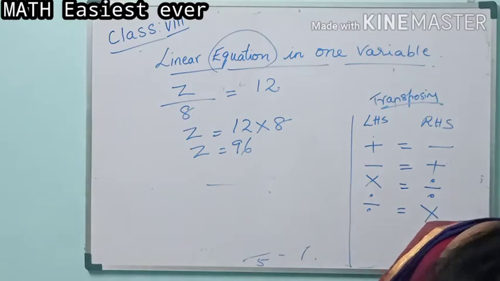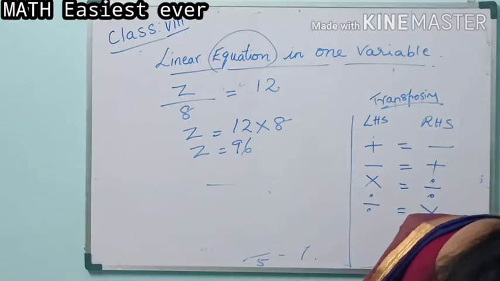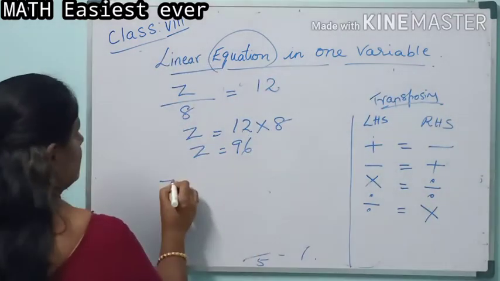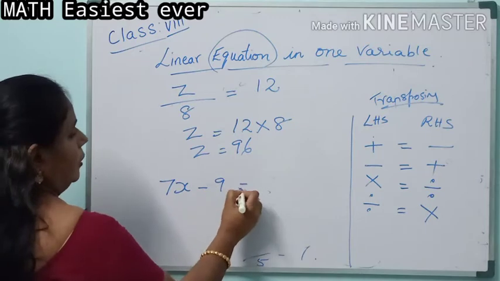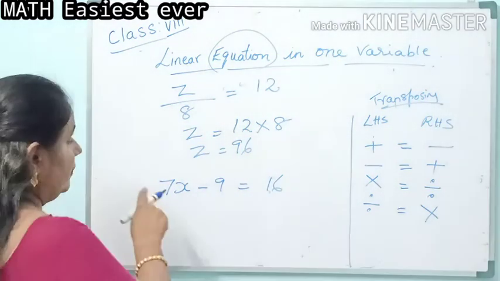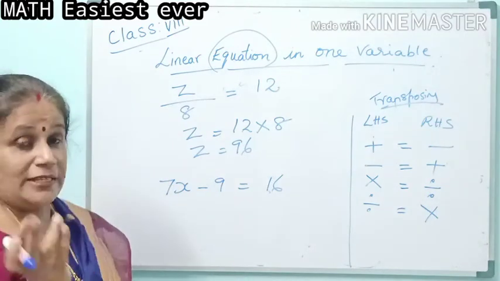If you want one or two different types, I will show you. 7x minus 9 is equal to 16. Your ninth question in 2.7, 7x minus 9 is equal to 16. This is your exercise question. So here 7 x is also there, minus 9 is also there. So how will I solve it?